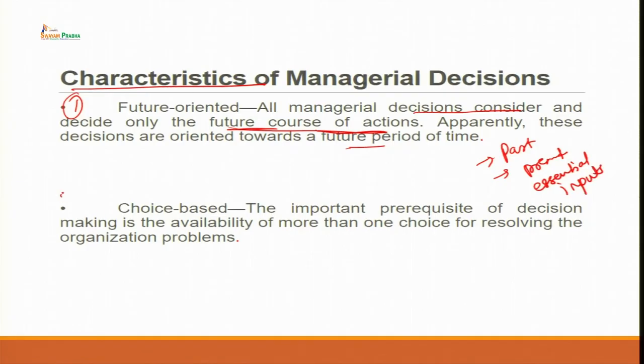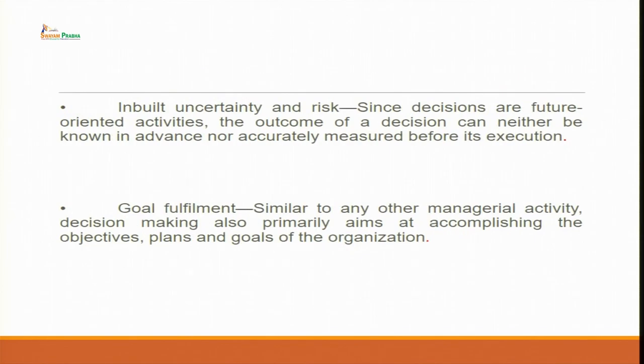Further, the second characteristic of managerial decision is that it is a choice based phenomenon. The prerequisite of decision making is the availability of more than one choice for resolving organizational problems. Understandably, decision making is meaningless when the problem has only one possible solution and is devoid of any alternative or choices. So, essentially decision making needs to be a choice based activity.